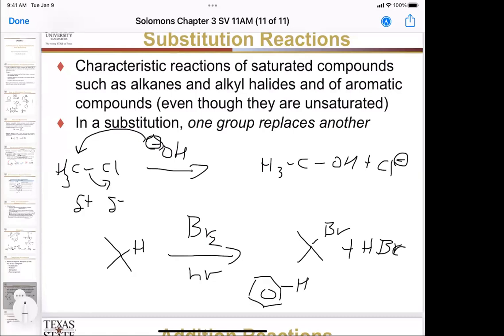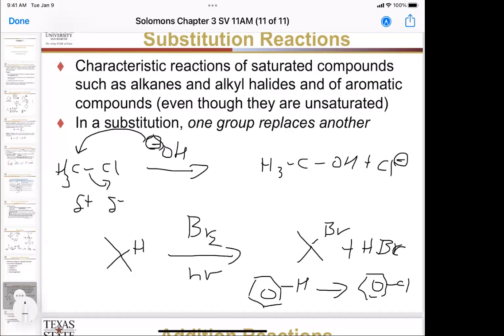And one of the last ones we're not going to do this semester, but we'll do next semester, is we're going to take a hydrogen off a benzene ring and substitute it with a chloride. So anytime you are substituting one thing for another, and it has the same number of sigma bonds at the end that it started with, it's probably a substitution reaction. Questions on substitution reactions?